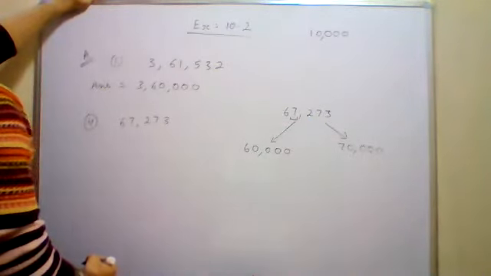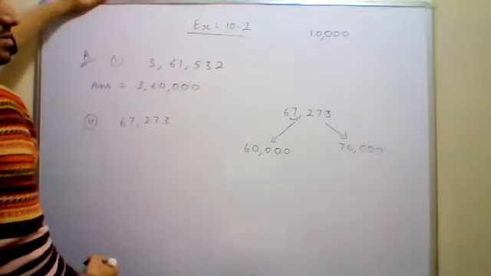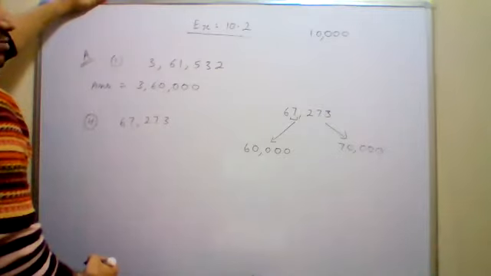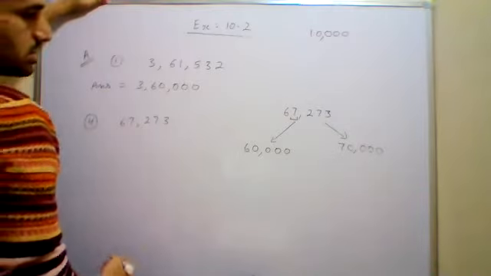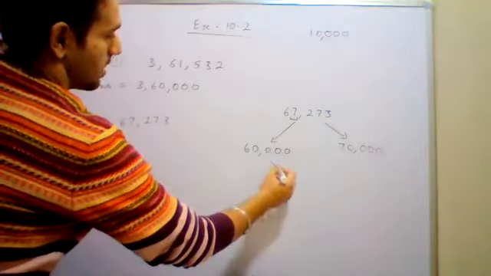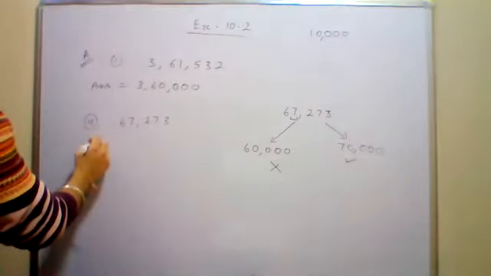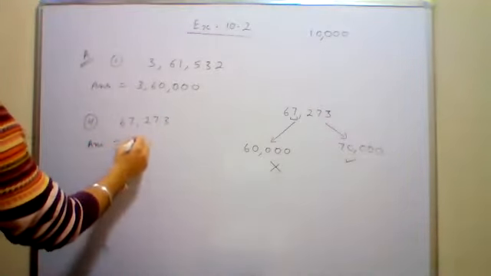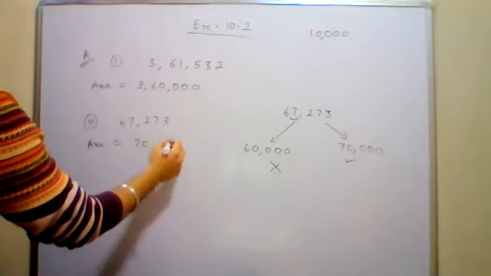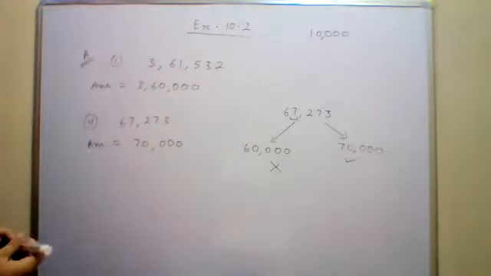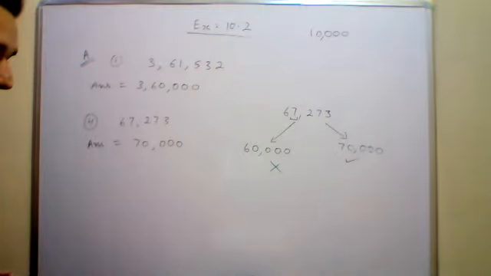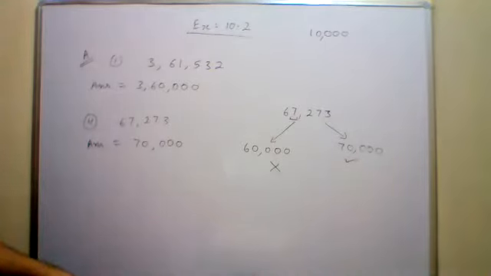Is 7 less than 5 or more than 5? Sir, more than 5. So the answer is 70,000. 70,000 is the answer. Understood all of you what to do in this? Sir, I understood. Can you do all the parts? Yes, sir. Yes, start doing it. Okay, sir.